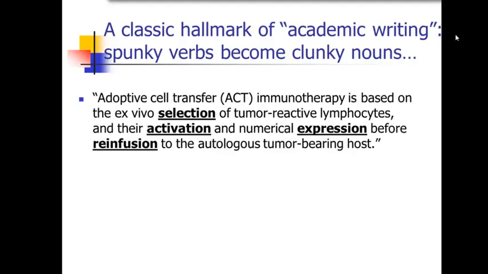That makes the reading a lot harder because, again, verbs drive sentences along and nouns slow them down. So you can see that this first example really suffers from that issue. So we have selection, activation, expression, and reinfusion. Those are all nouns, and they're really dragging this sentence down. But they could have been verbs: select, activate, express, and reinfuse. So I want you to start paying attention to that in your writing. See how often that occurs in the scientific literature.